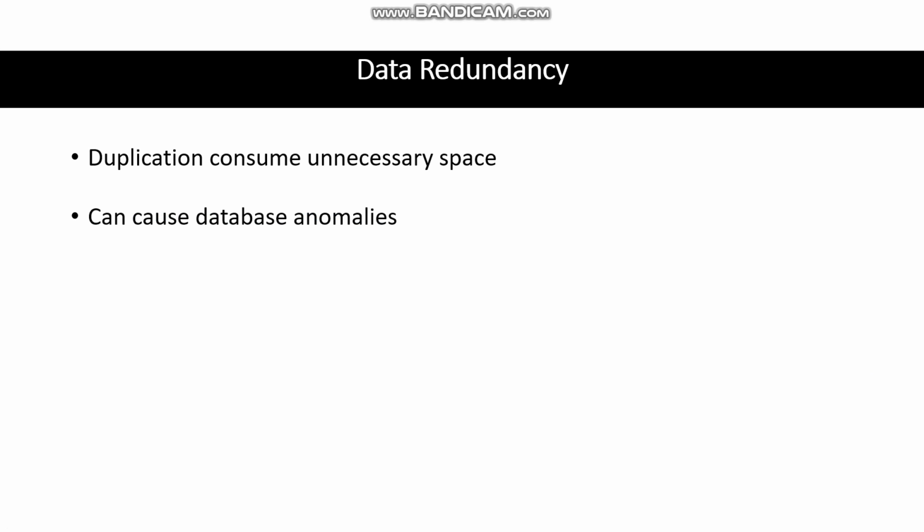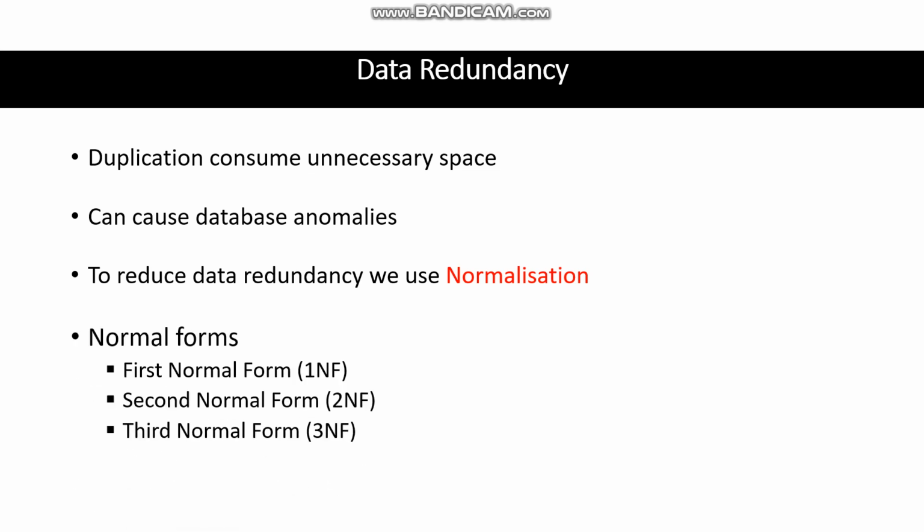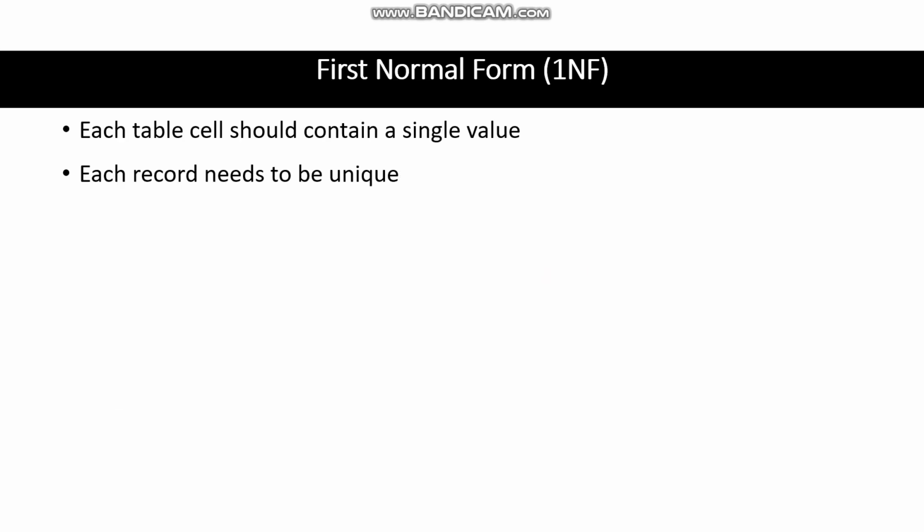So as you can understand from this, the data duplication consumes unnecessary space and it also can cause database anomalies. So how can we solve this? We can solve this through normalization. And in normalization, there are different normal forms, which are first normal form, second normal form, third normal form, as I mentioned earlier. Now we'll see how this normal form works. So we start with the first normal form.